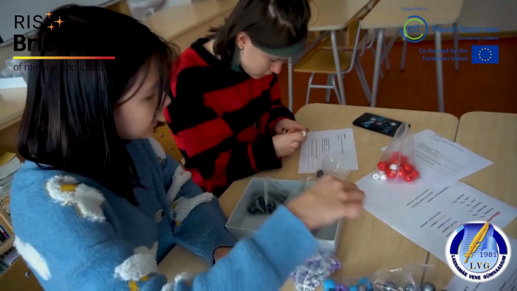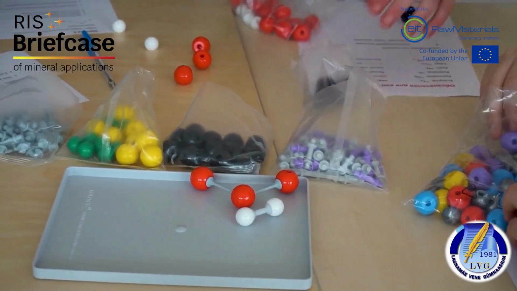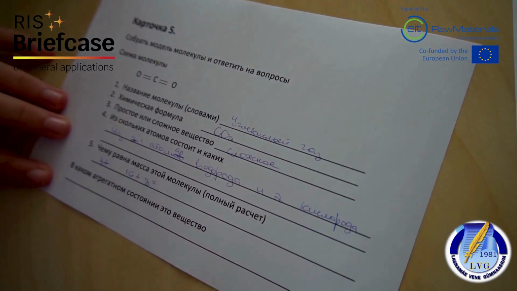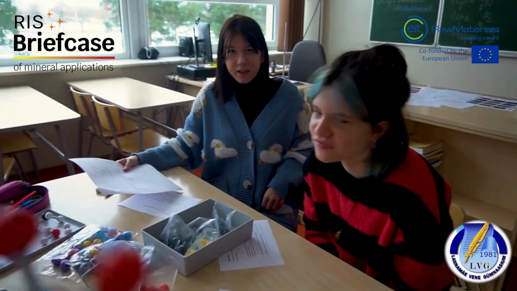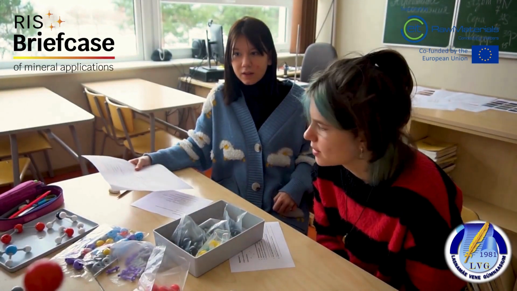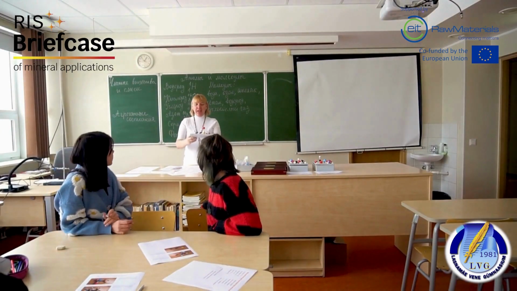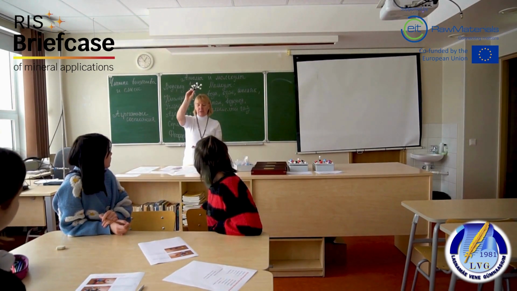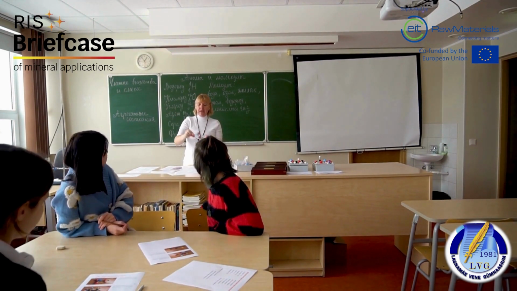In this task, students learned about the types of bonds occurring in different substances, and that substances can be either pure or a mixture of different compounds. The game is played after studying the chapter Atoms and Molecules, and covers concepts such as atomic structure, chemical element, simple and complex substances, molecule, molar mass, and state of matter.